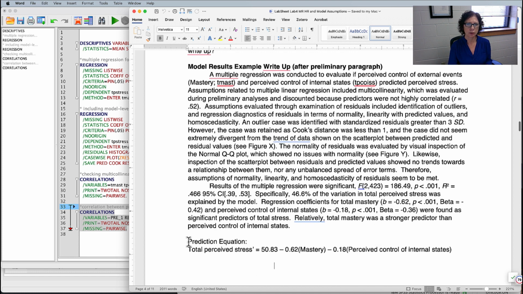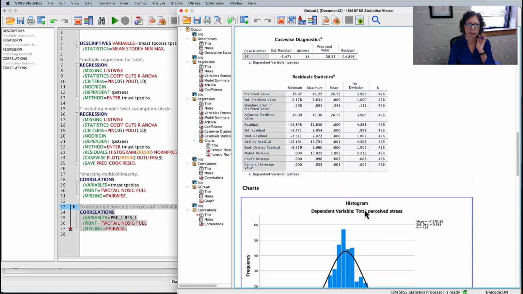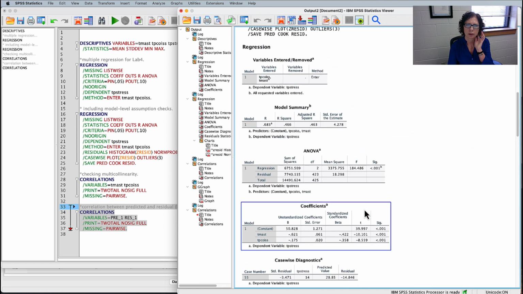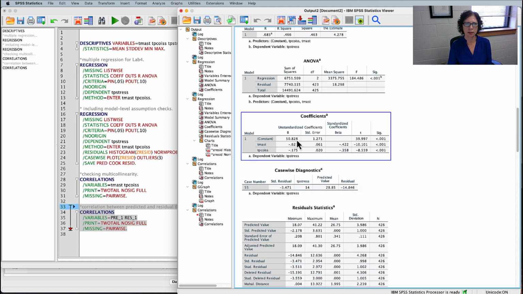The last thing here, writing your prediction equation. The way you do that is you look back at your coefficients table. So I'm going to scroll back up to there. Yep, right there. So in your coefficients table, you have the constant, which is also called the intercept, and you have the impact of mastery and the impact of perceived control of internal. Those are the numbers you're looking to use in your prediction equation.